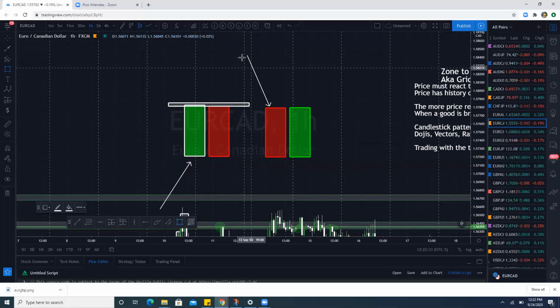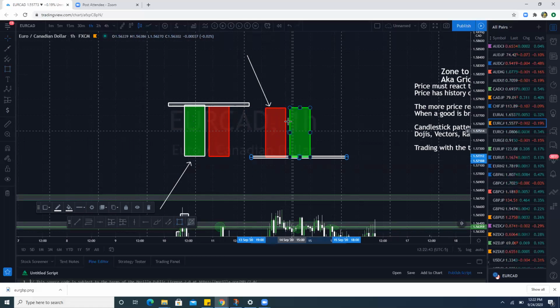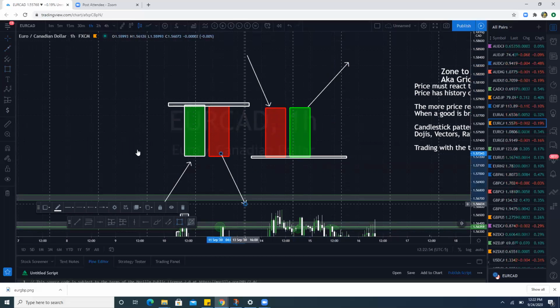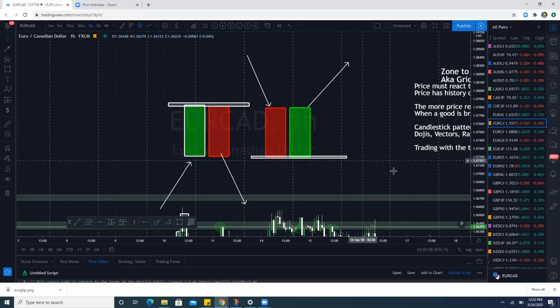Same thing with this one. Price is coming down. That's when a railroad is really good. You see the price coming down to it, makes a red candle here, hits a zone, closes, and then a green candle, the opposite, comes up. Price usually goes up like that, and then for the selling one, price will continue like that. That's what a railroad would look like.